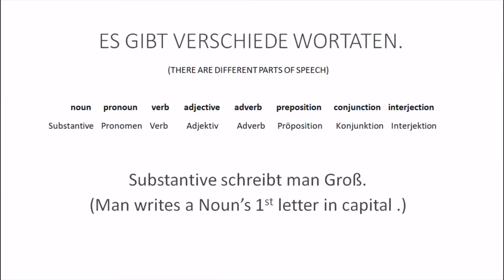Es gibt verschiedene Wortarten. There are different parts of speech. Substantive, pronomen, verb, adjective, adverb, preposition, conjugation, interjection. Substantive schreibt man groß. Man writes a noun's first letter in capital, whether it is a common noun or a proper noun. In English, we only write the first letter of proper nouns in capital. But in German, whether it's common or proper, we always write its first letter in capital.